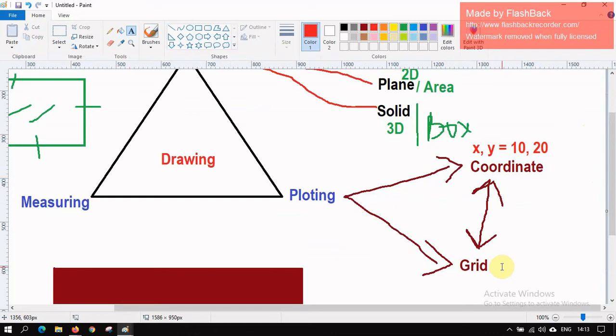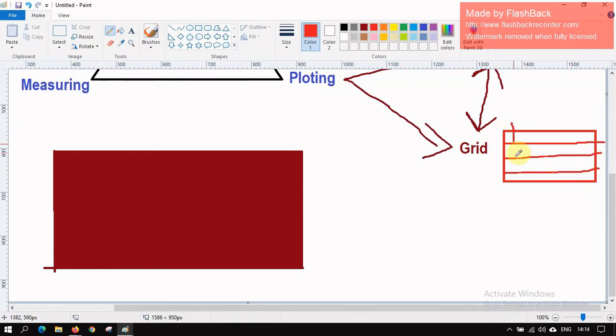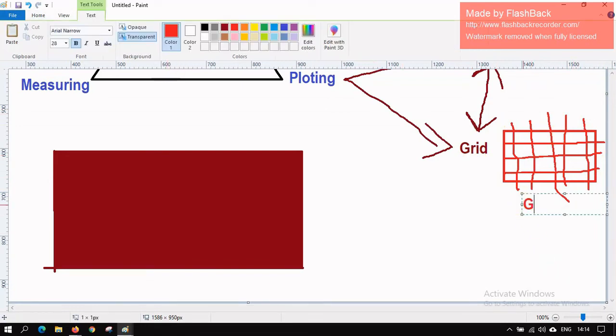Now, what do you mean by grid? Now, you will say, sir, grid is the same thing only. What we do is that grid is something like this. This is nothing but your graph. Understood? Graph. Yes, sir. That's why I'm telling grid.